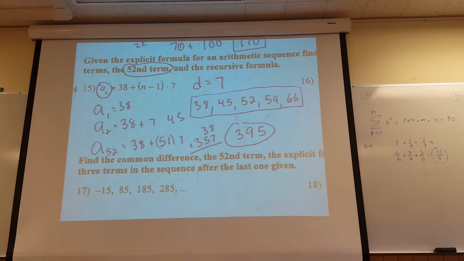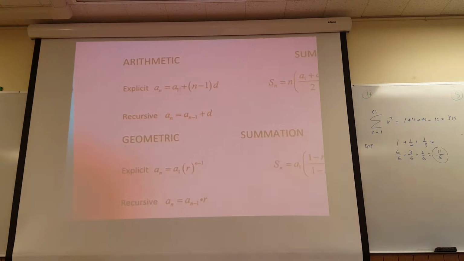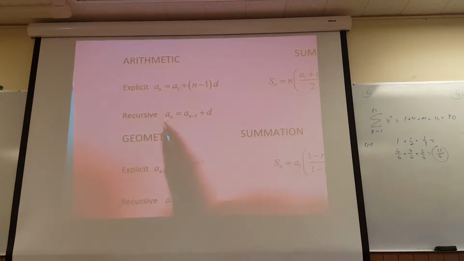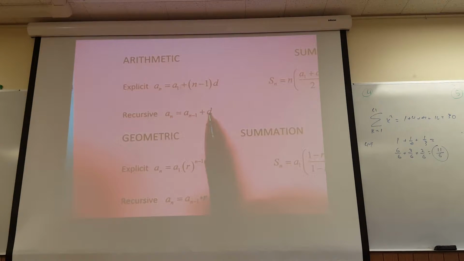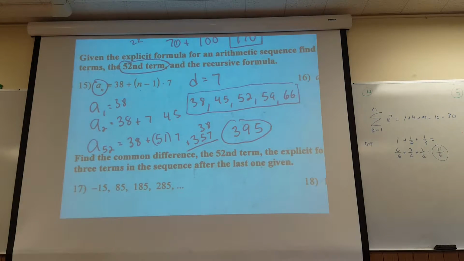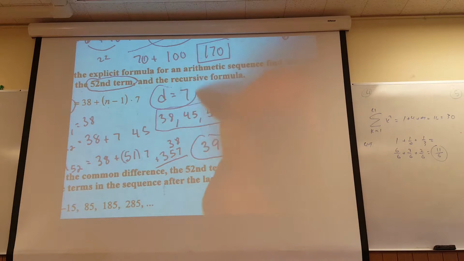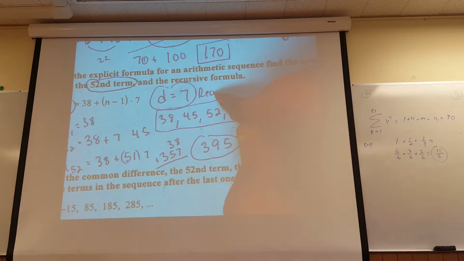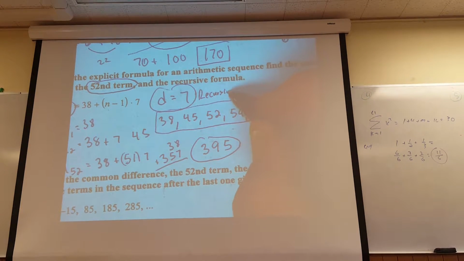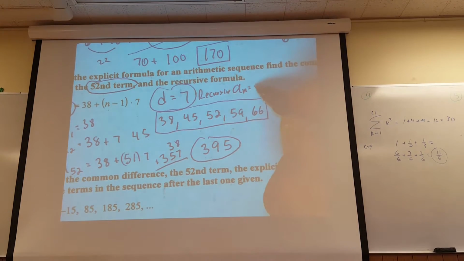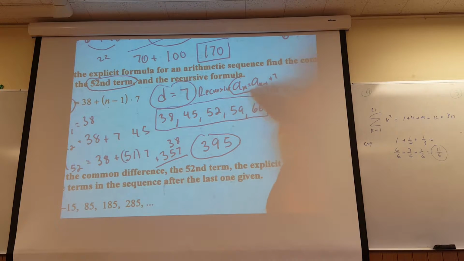Okay, now the recursive formula. See in your formula right there, all you're going to have to do is write this out, except you're going to have to put plus the difference. So your recursive formula, I've run out of room, I'm going to stick it right by d equals 7. The recursive: a sub n is equal to a sub n minus 1 plus 7.